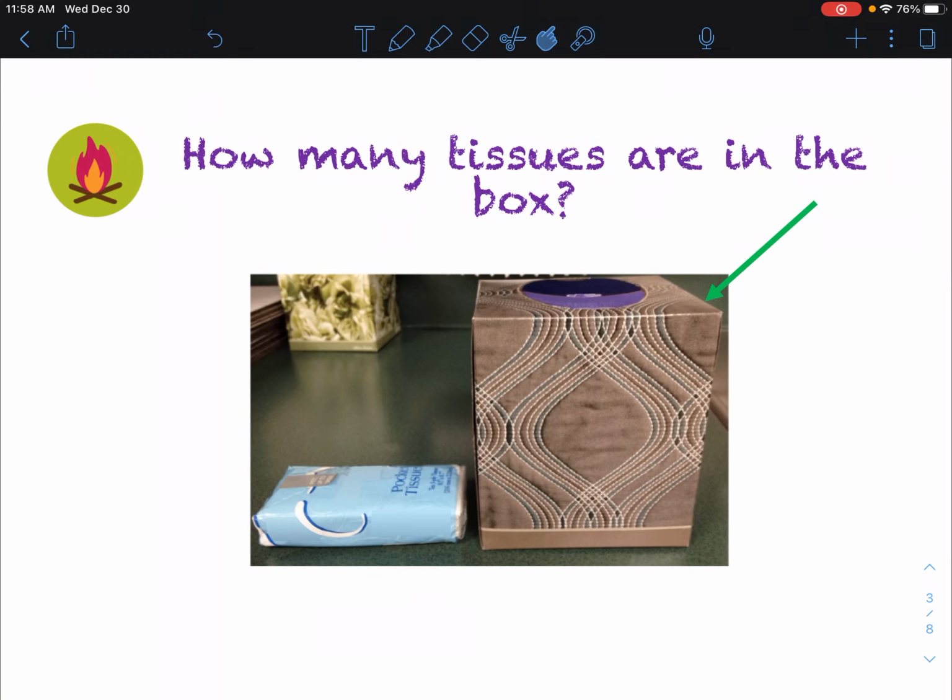Before we get going, I'd like you to estimate how many tissues do you think are in the Kleenex box there on the right.